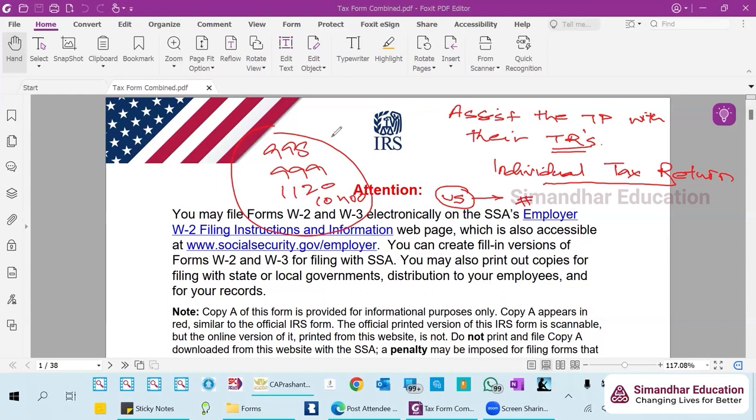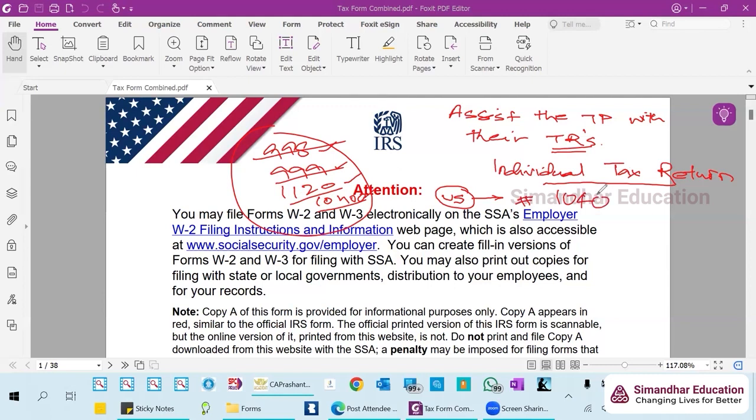So in the US we have different forms. These are all the form numbers. For every return that we are filing, there will be a form number, so we just have to pick the form based on what we want to file and file it. For the purpose of individual tax return, we are filing 1040.